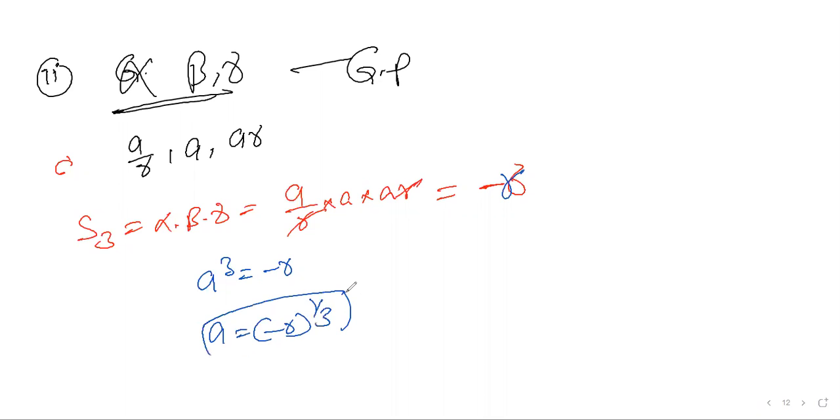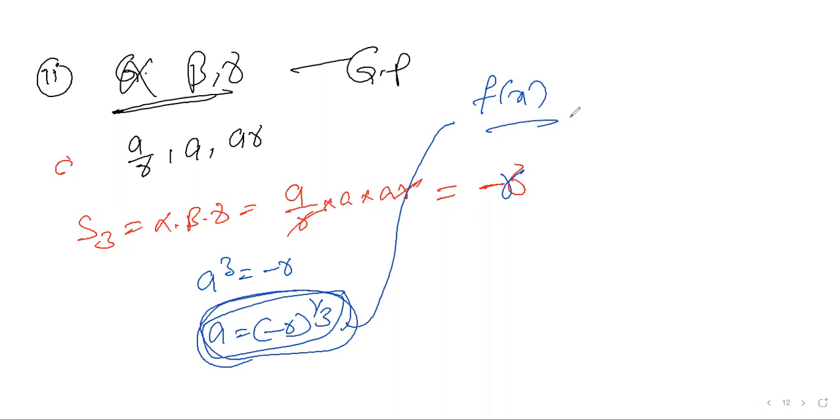A is equal to minus R power 1 by 3. You have to substitute this in your equation and you'll get the answer. That is your duty, to substitute A is equal to minus R power 1 by 3 in your f of x. You can find the requirement of proof. I'll move to the next question.